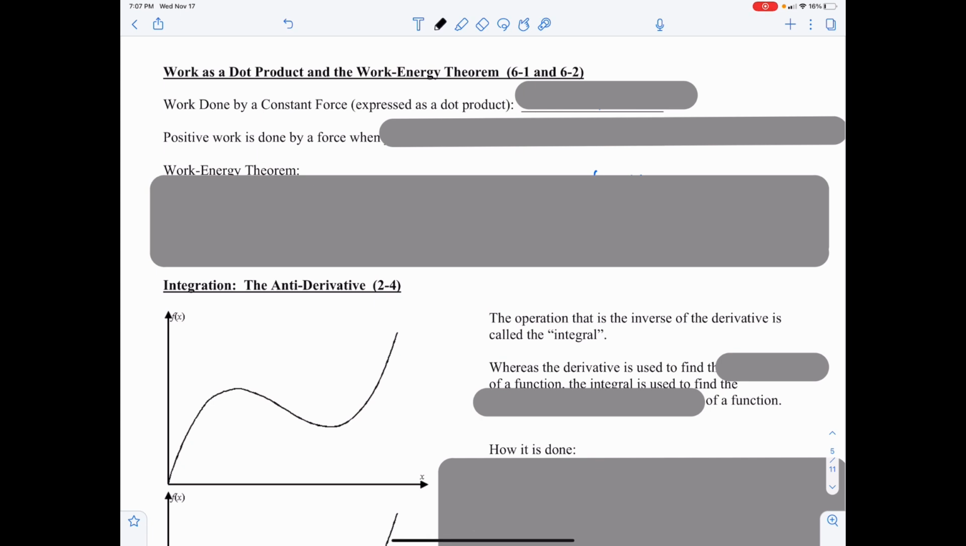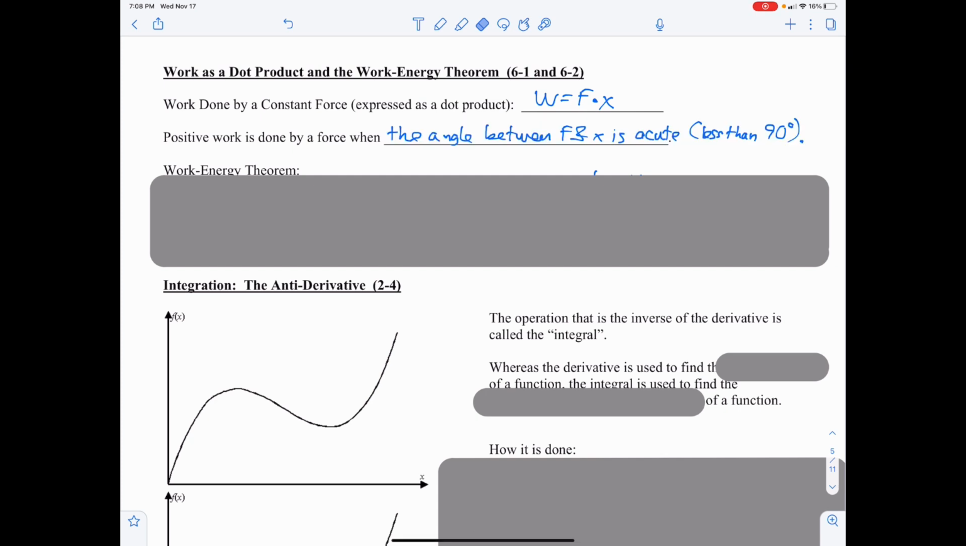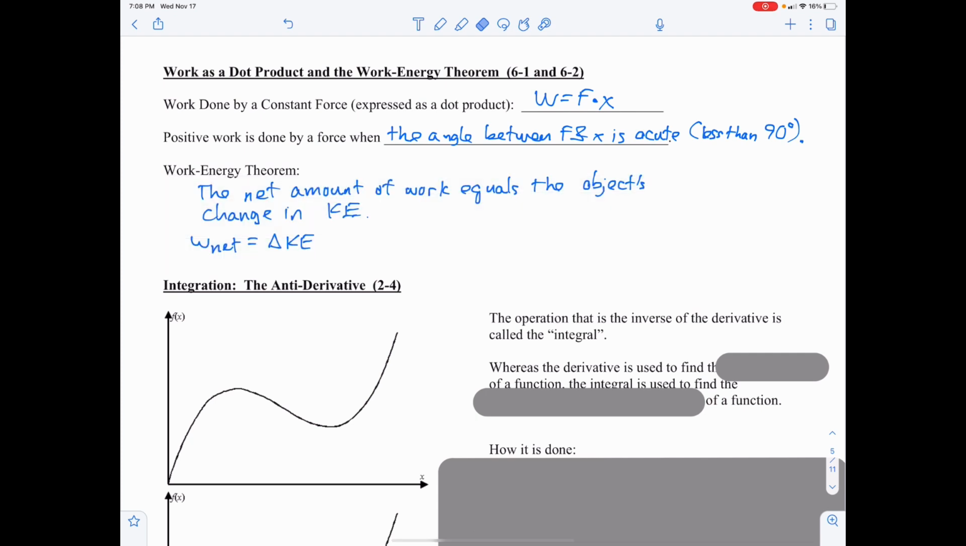Work as a dot product and the work energy theorem. So work done by a constant force is force dot x. Positive work is done when the angle between force and displacement is acute, meaning less than 90 degrees. The work energy theorem tells you the net work is equal to the change in the object's kinetic energy. And this is kind of the shorthand way to write it.